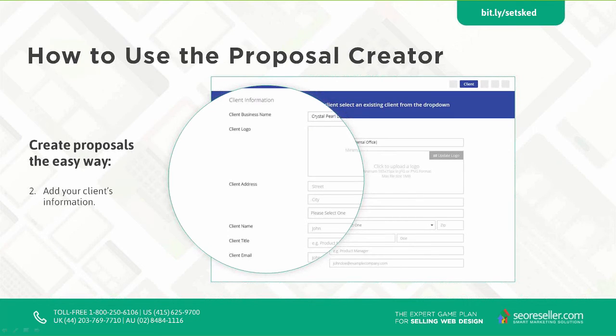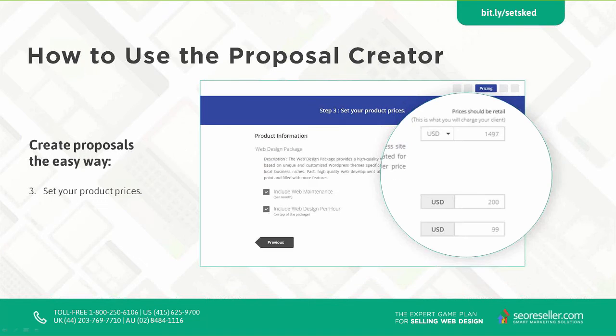The next step is filling out your client's information. You have to fill out the client business name, the client logo, the address, name, title, and email. If you did speak to your client already, then that should have been easy for you to fill these all out. Agreed. That's what's important. Yeah. The next step, of course, is setting your product prices. The package would be in place. All of them would actually show you the suggested retail price. You can go up or you can go down. Yep.